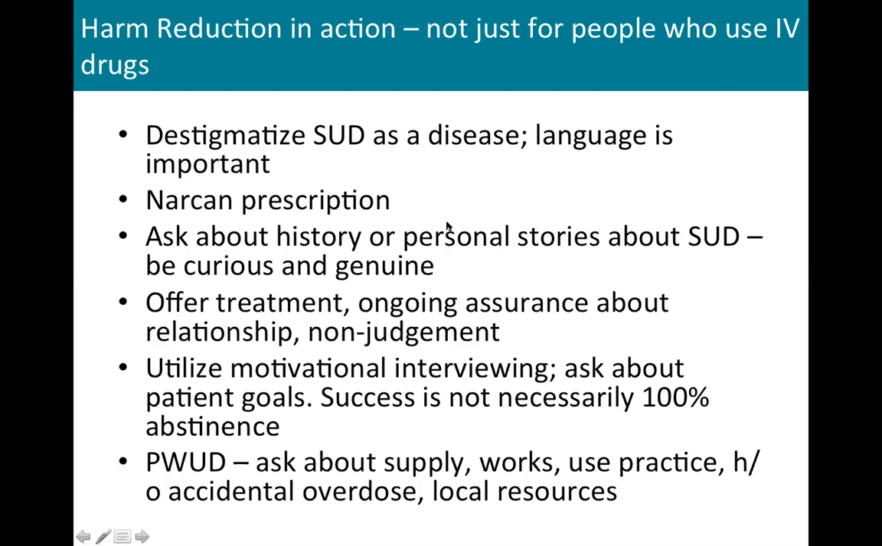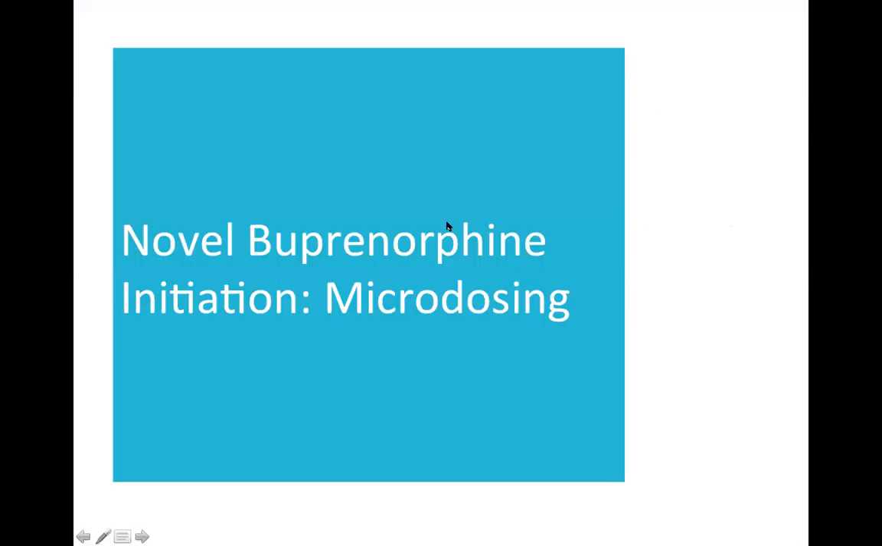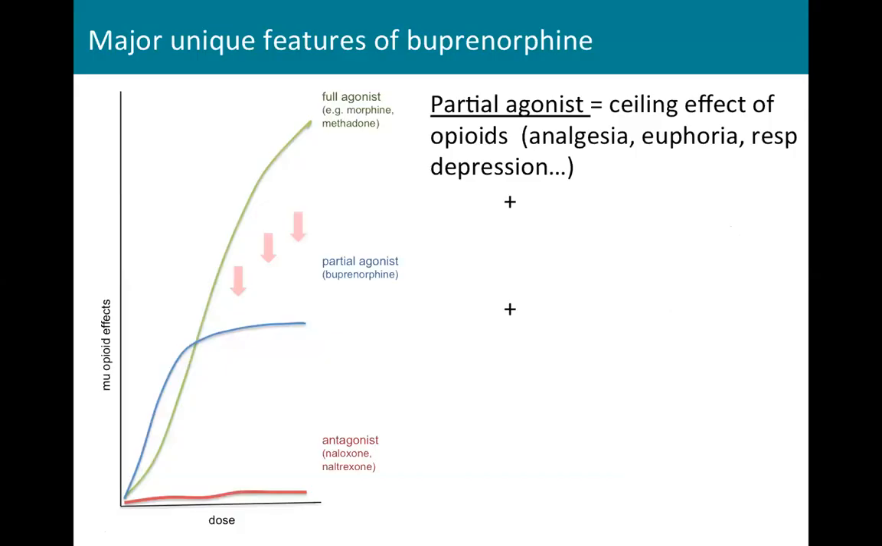So the bulk of our talk today is really introducing microdosing. And it seems like our group is pretty familiar with buprenorphine as an opioid, but just to make sure that we're all on the same page in case there are folks who are new to the webinar or still could use another refresher like I do myself. So, major unique features of buprenorphine and how it differs from other opioids and why we need to be particularly cautious or conscientious when we're thinking about starting someone.